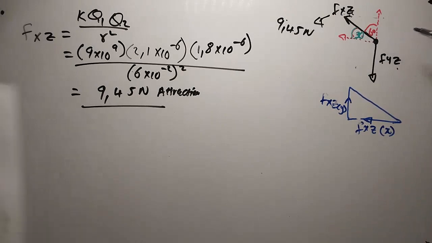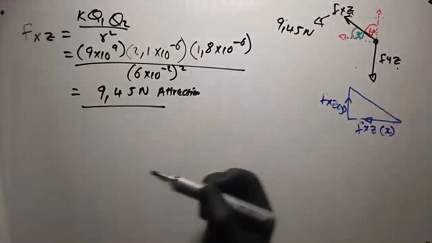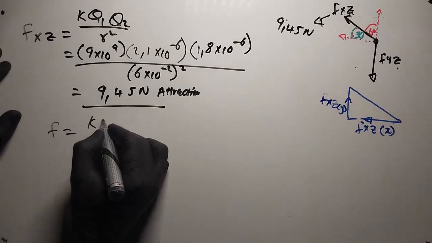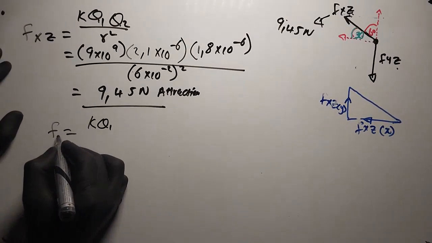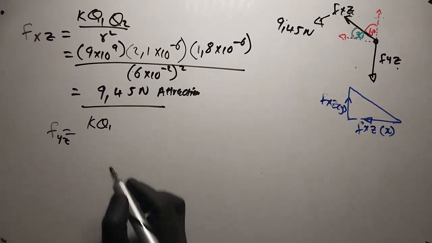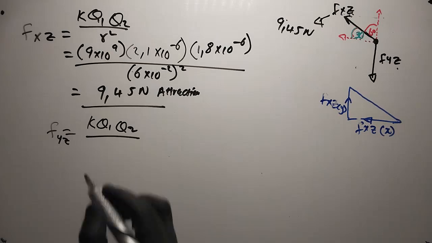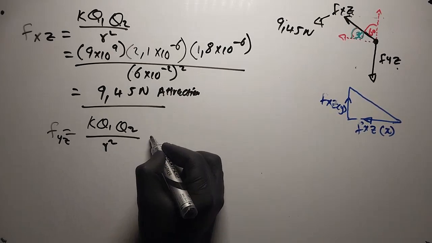Let me take the question. Between Y and Z, you're going to say your F equals K, charge 1, this one is between Y and your Z, Q2, over the distance, which is your r squared. Okay, you're going to do what?